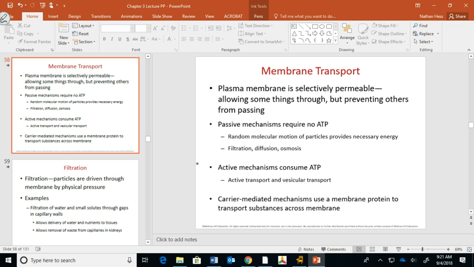All right, let's talk about membrane transport. Now, I'll let you stand up for a minute. Membrane transport, and you're going to recognize these things. You can stand up if you want. That's fine. Get yourself a little bit of a break.